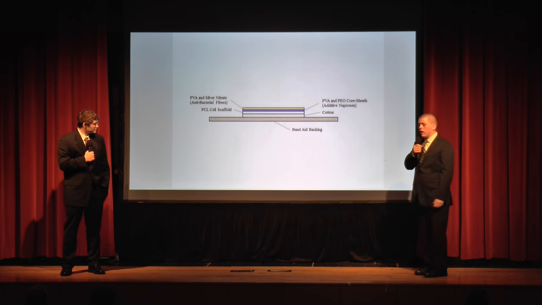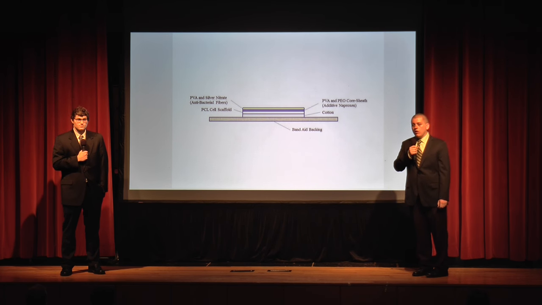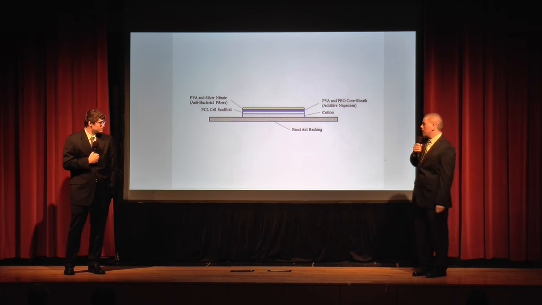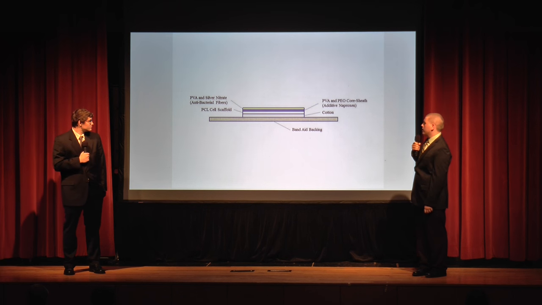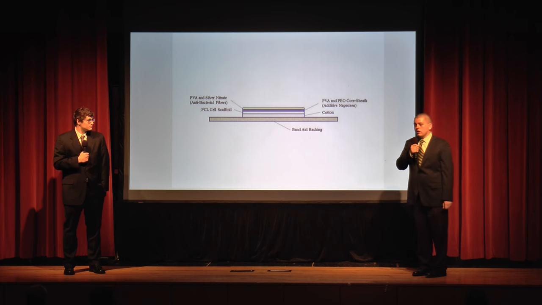This diagram shows our final bandage. As you can see, we applied our PCL cellular scaffold on top of the cotton patch on a fibrous band-aid. We then followed by adding our core sheath nanofibers on top of the PCL cellular scaffold. And then as our final layer, we added our antibacterial fibers. These layers can be differed in thickness to adjust the fibrous degradation times, as well as the bandage's applications.